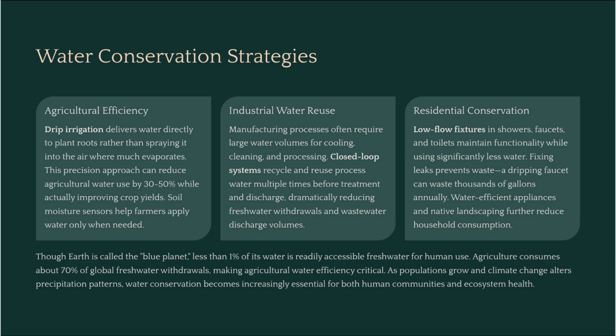Water is the most fundamental resource, yet is often wasted. Water conservation strategies are crucial, especially in areas facing drought. In agriculture, switching from inefficient sprinklers to targeted drip irrigation saves massive amounts of water. At home, simple things like fixing a leaky faucet or installing low-flow shower heads and toilets can save thousands of gallons of clean water per year.